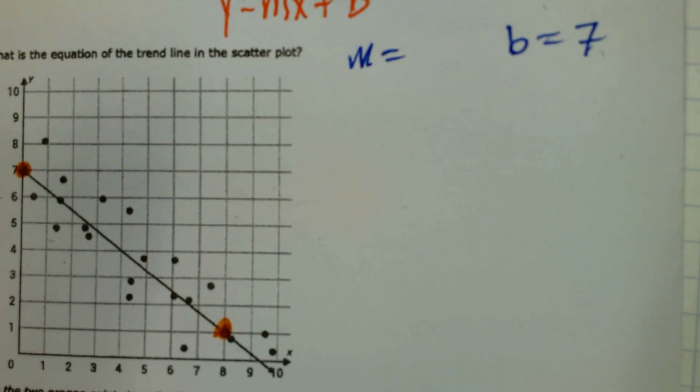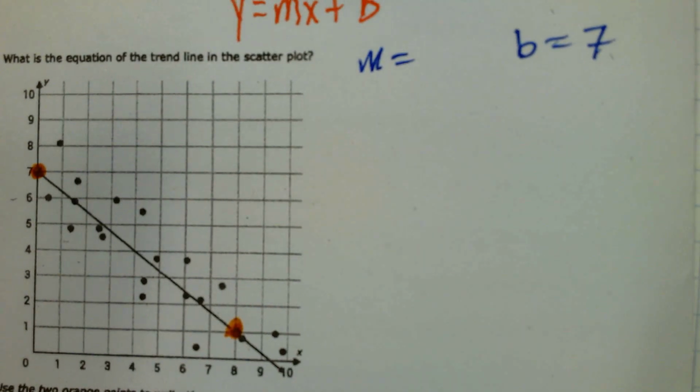So you'll get some lines of best fit where you can already tell it's going to cross somewhere on here. That's the easier version, okay? Now, the only other thing we need to do is figure out M.